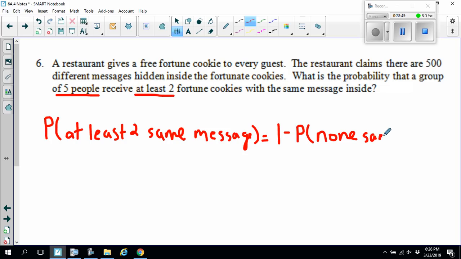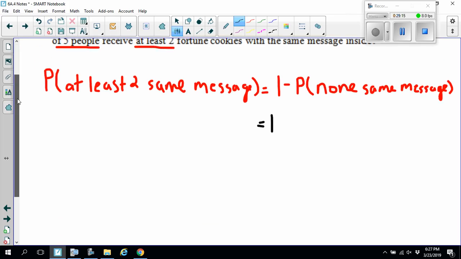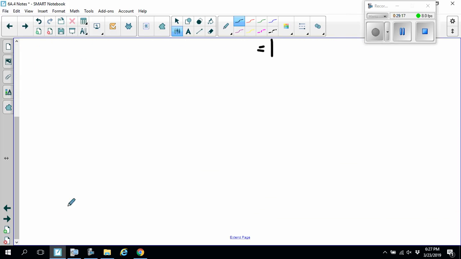So be careful when you're doing the complement. You have to really think about what makes sense. So none of them have the same message makes sense. Okay, so let's talk about how to find the probability that none of the fortune cookies have the same message. This is actually where our counting principle is going to come in handy. So we're going back to some of that old information. I'm going to scroll down so I have more room to do this.